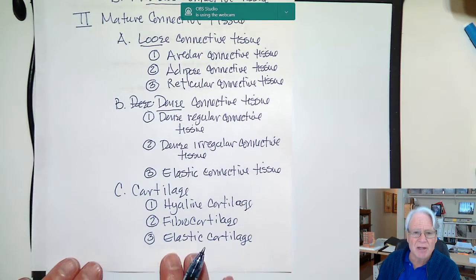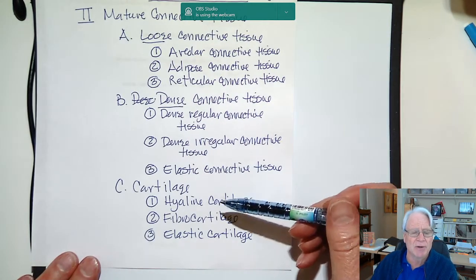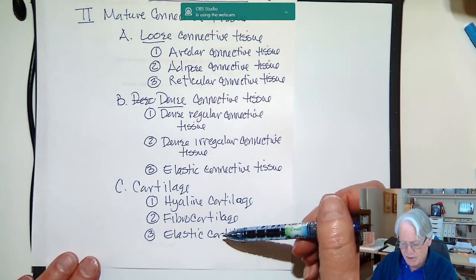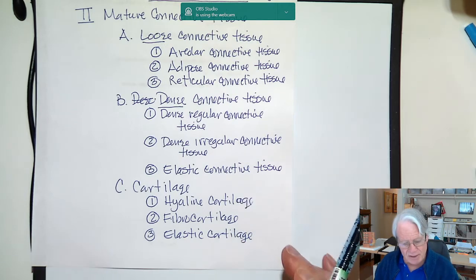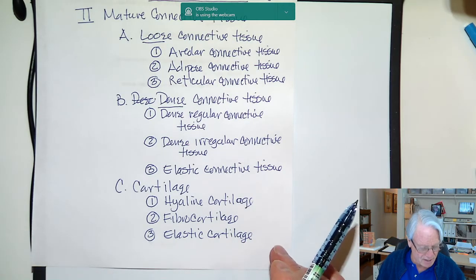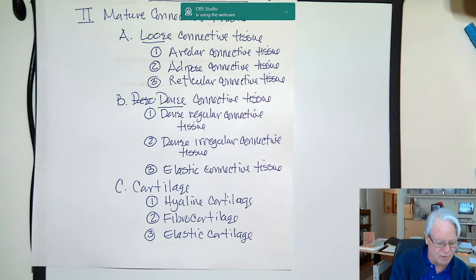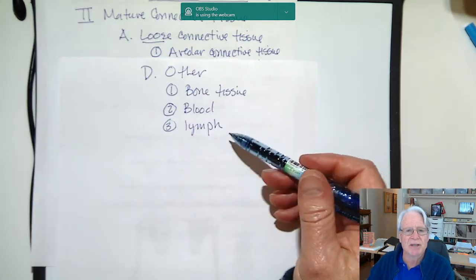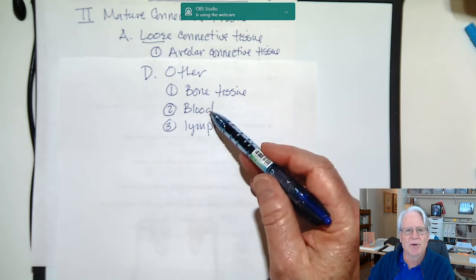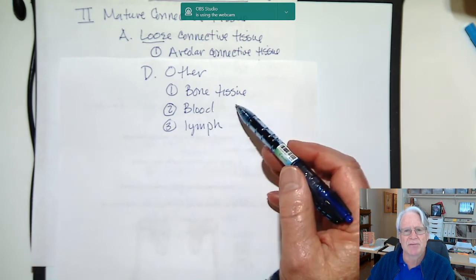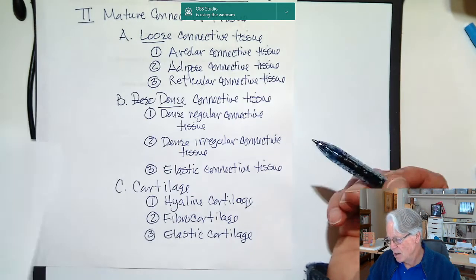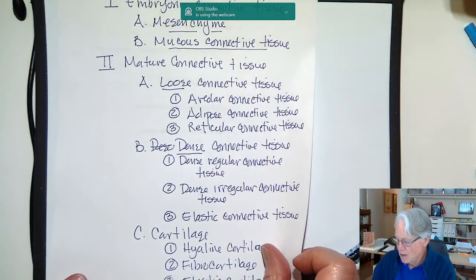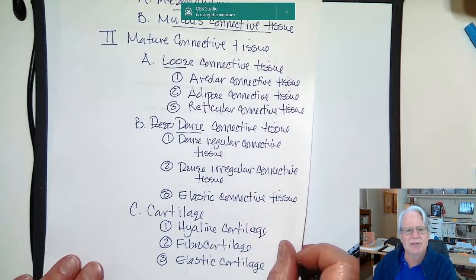And then, of course, cartilage is a standalone category. There are 3 different types: hyaline cartilage, fibrocartilage, and elastic cartilage. And then finally, the last category is kind of a grab bag that doesn't quite fit into anything in particular. So bone tissue, blood, and lymph. Blood and lymph are liquid forms of connective tissue, and bone is a solid form of connective tissue.